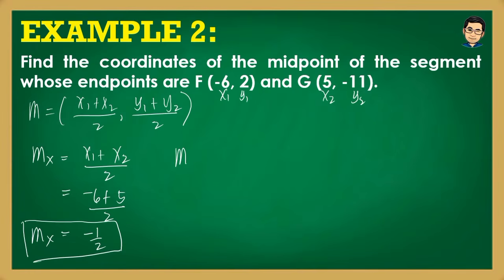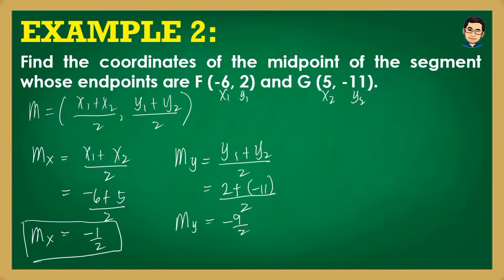Next, yung sa ano naman, y. So, y sub 1 plus y sub 2 all over 2. So, y sub 1 is 2 plus y sub 2 negative 11 all over 2. 2 plus negative 11 is negative 9 because we follow the sign of the bigger value. And then proceed to subtraction. So, ayan po yung y-coordinate ng ating midpoint.